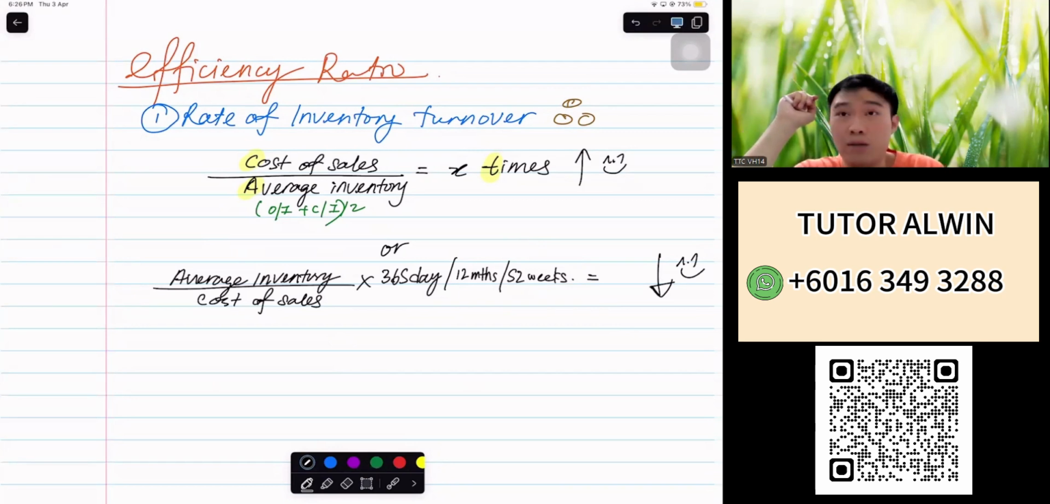How good are you in selling your products? Because you do not want to have a very high closing inventory. You want to make it just balanced, just nice. Although if closing inventory is higher, your gross profit will be higher because it helps reduce your cost of sales. So closing inventory is a bit controversial. It's a bit of a dilemma in accounting, because it will really affect your gross profit.